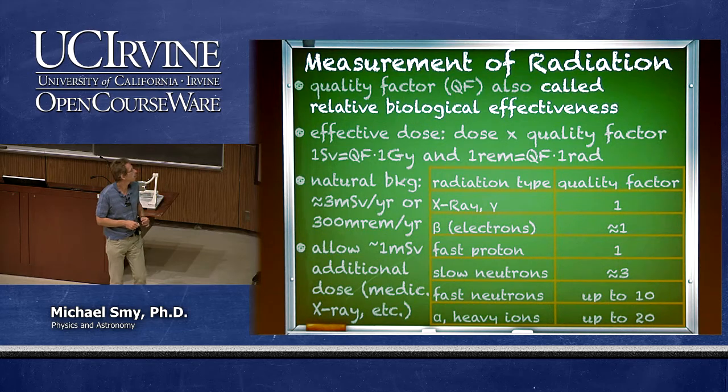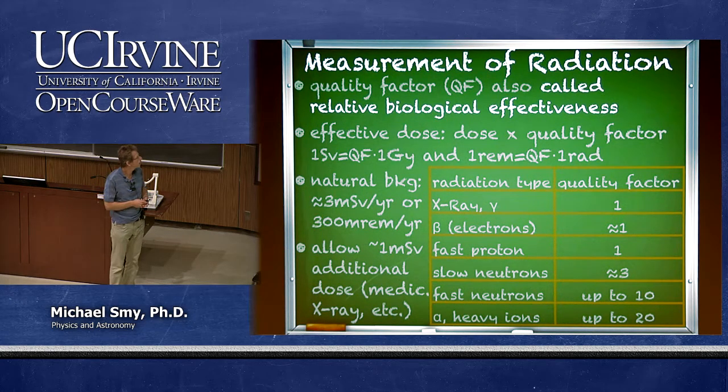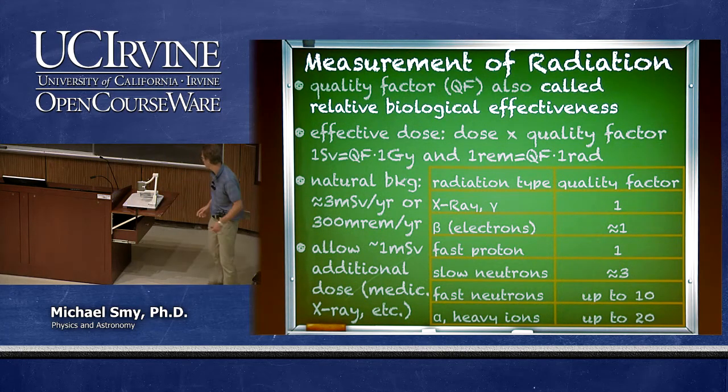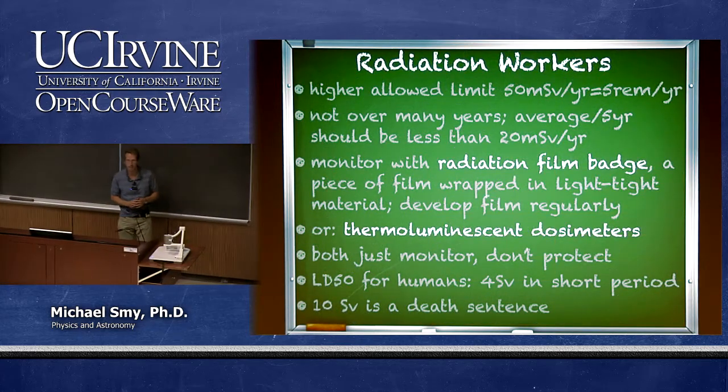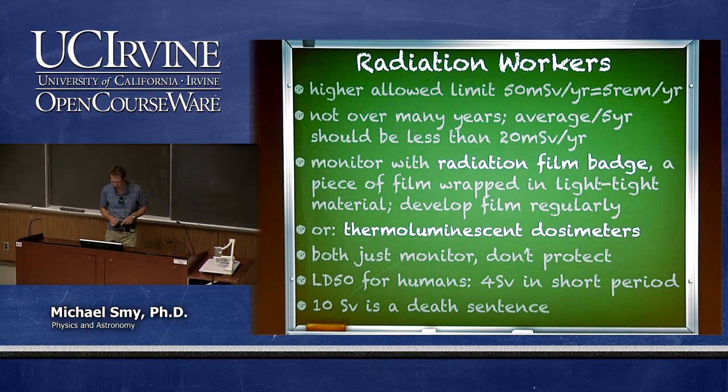There's also natural background radioactivity. And that's about 3 millisievert per year, or 300 millirem per year. And legally allowed is an additional dose of about 1 millisievert per year. And that is due to, for example, medical X-rays and other such things. For radiation workers, the legal limit is somewhat higher. So up to 50 millisievert per year are allowed, or 5 rem per year. However, that high dose should not be sustained over several years, so the average per 5 years should be less than 20 millisievert per year.